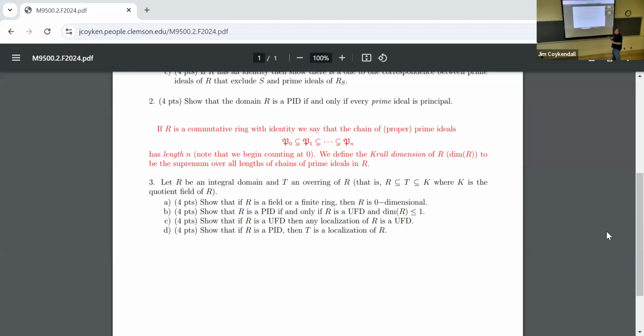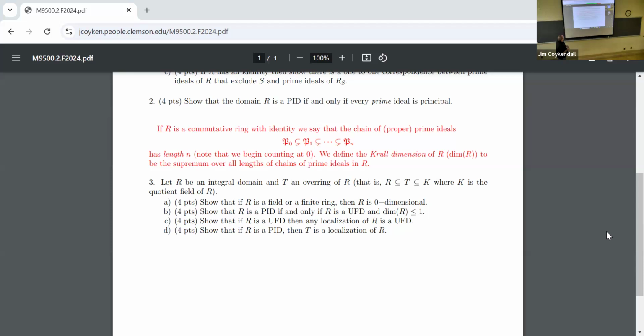And number B, show that R is a PID if and only if... you know, you grow up learning that PID implies UFD, right? Here's something better. PIDs are precisely the small UFDs. That is, R is a PID if and only if R is a UFD and you can't stack the primes too high. It's either dimension 0, in which case it's a field, or it's dimension 1, in which case it looks sort of like the integers. You have the 0 ideal and then a non-zero maximal ideal.